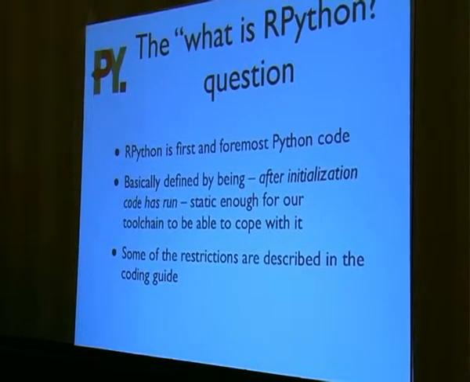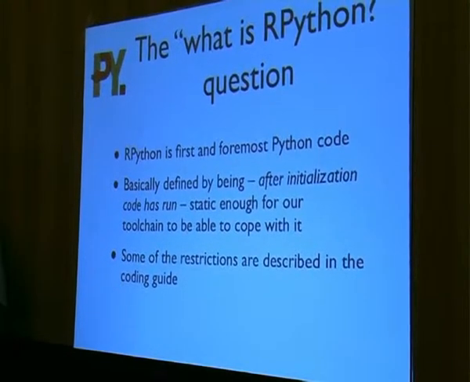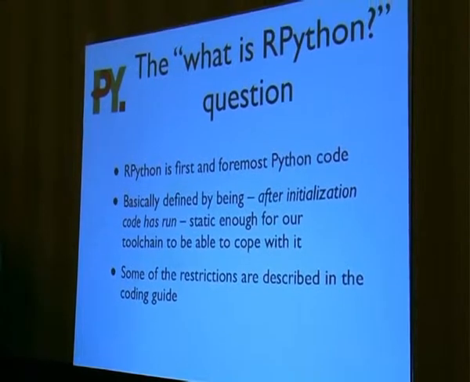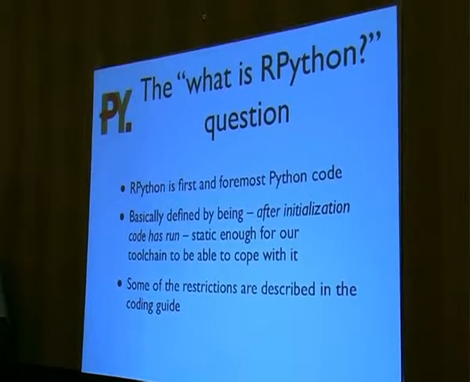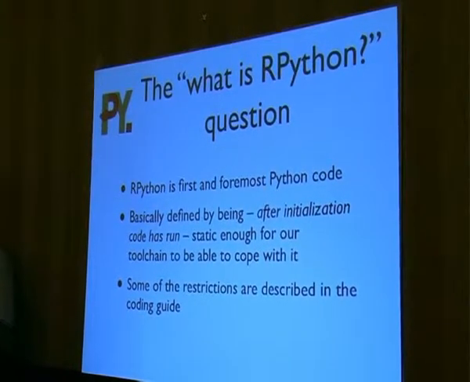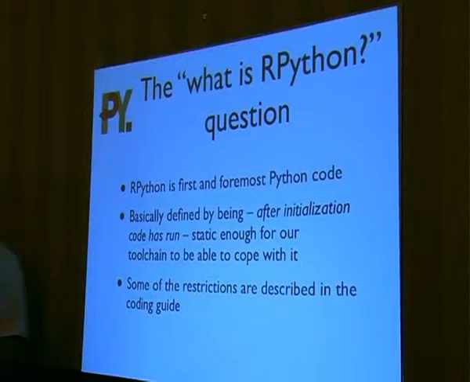The definition of RPython is that after initialization code has run, so after you've imported everything and built some objects, no more code will run that plays dynamic tricks. So no reaching into global namespaces from outside and poking things there, and no defining functions, so you can't make closures. Some of the restrictions are described in the coding guide, which is also linked to on the website. But you shouldn't treat the coding guide as the definition. It's more a guide as to how to write RPython.